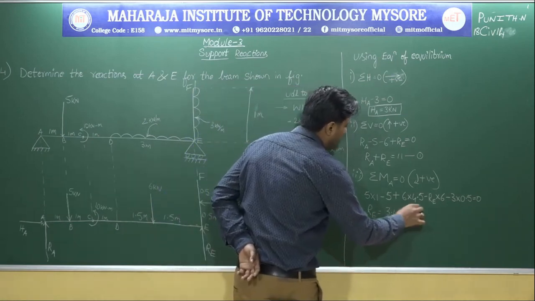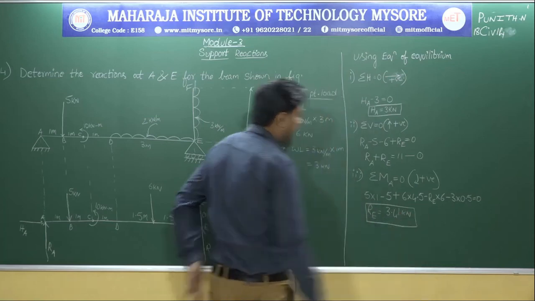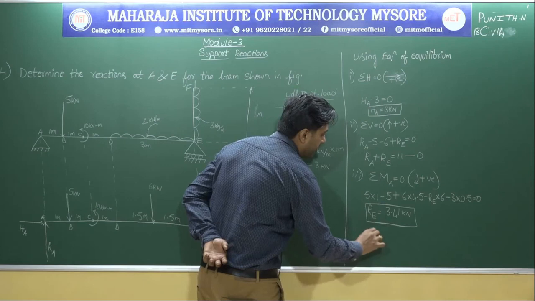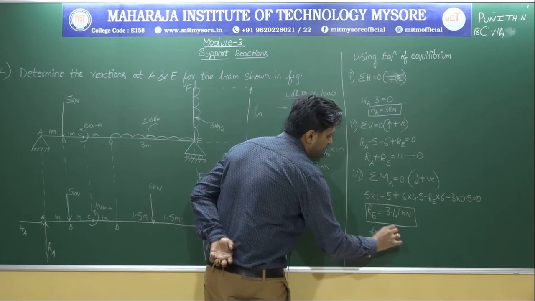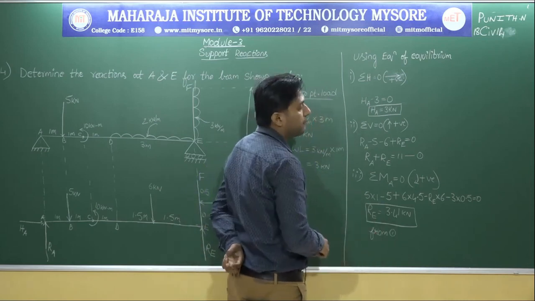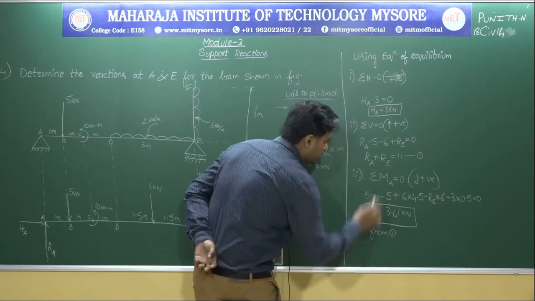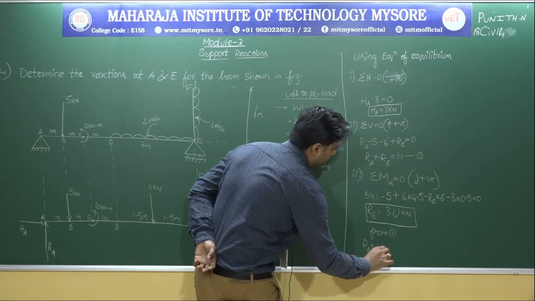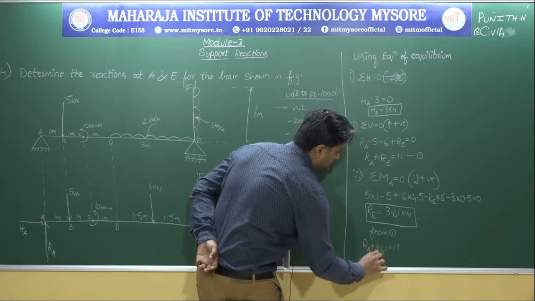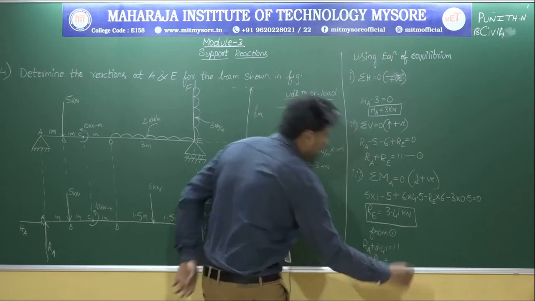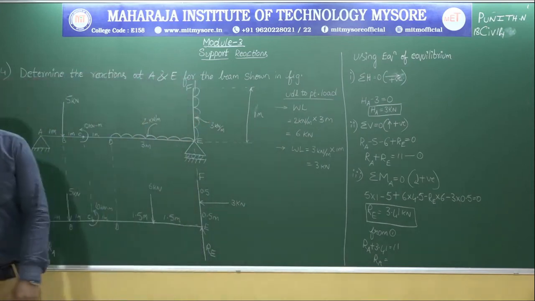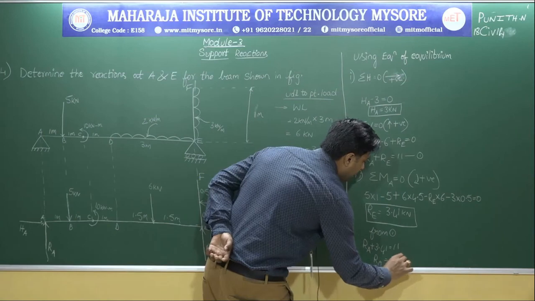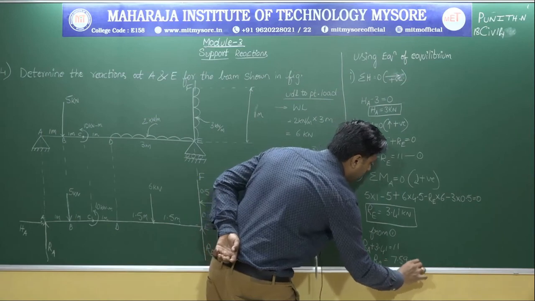3.41 kilonewton. I got the value of RE. So, now let me substitute it in equation 1. From equation 1, what I need to do? So, RA plus RE, 3.41, is equal to 11. So, what is the value of RA? RA will be 7.59 kilonewton.